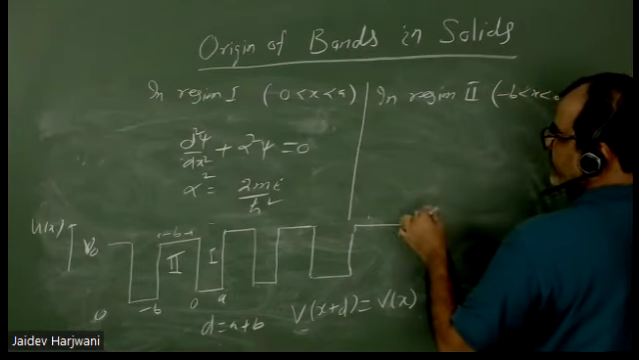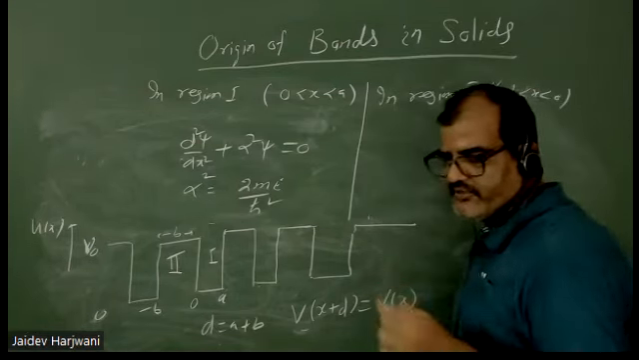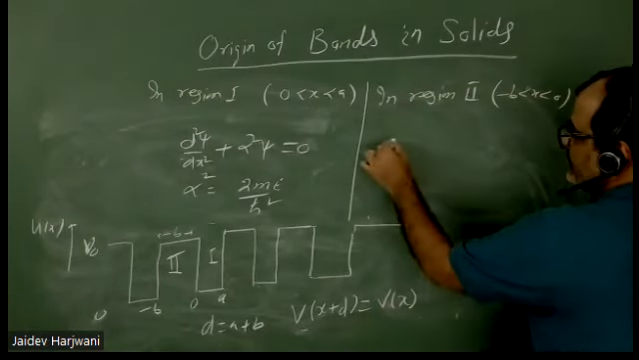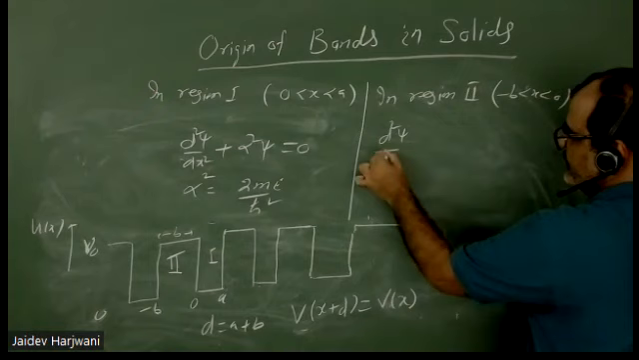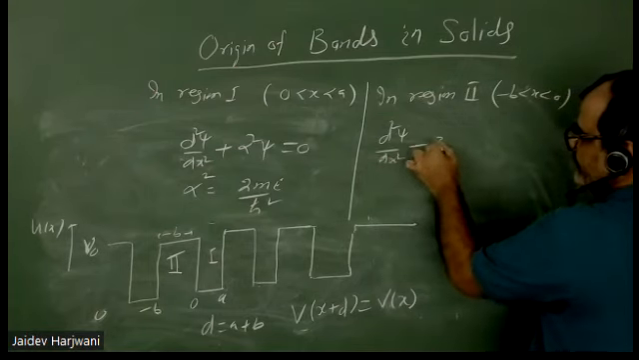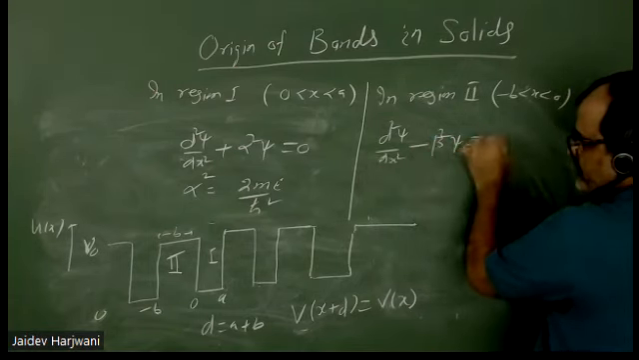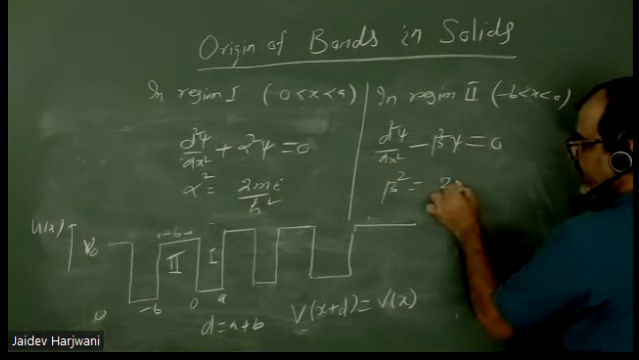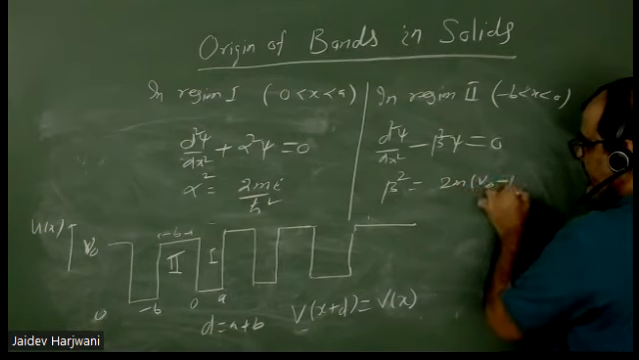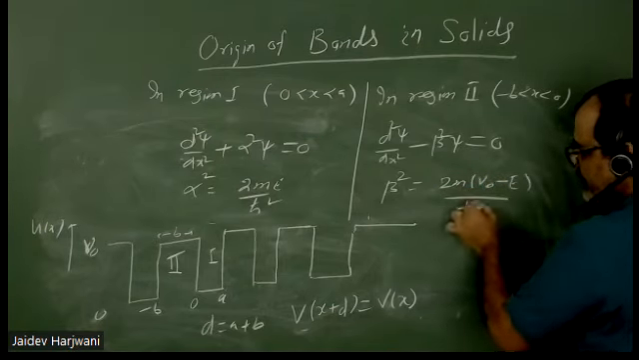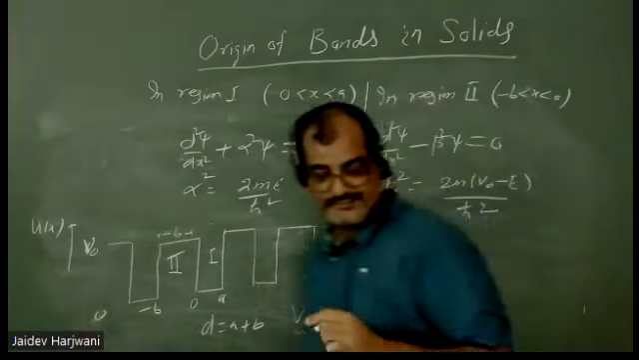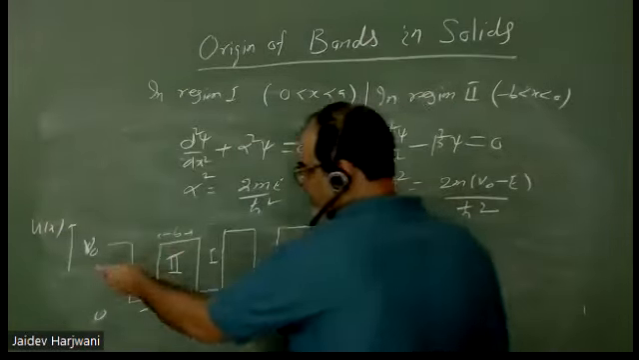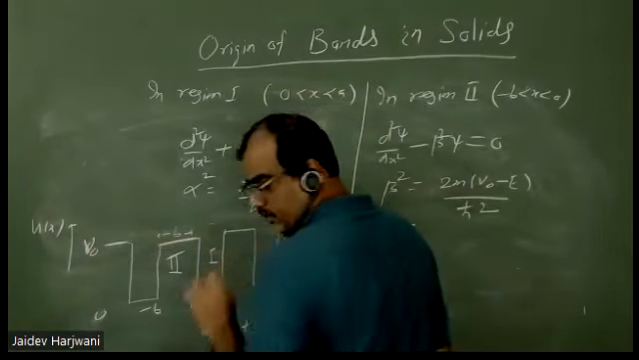If I want to write my Schrodinger equation here, write beta square, since the potential becomes minus V naught. This will be d2 psi upon dx square, and I can write here minus beta square psi equals 0, where beta square will be 2m (V naught minus E) upon h cut square. You have done all this in quantum, right? Where V naught is this step.